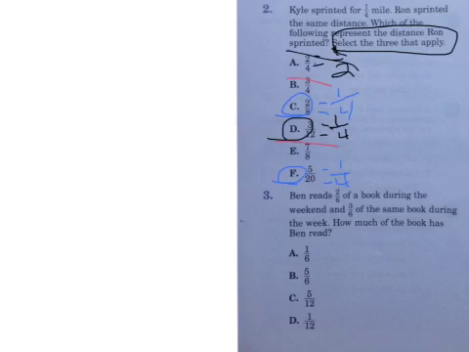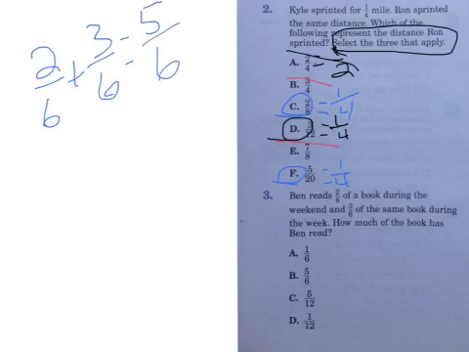Okay, so let's go straight into number 3. So number 3 reads, Ben reads 2/6 of a book during the weekend and 3/6 of the same book during the week. How much of the book has been read? So we can simply write out our problem. We're going to have 2/6 plus 3/6. Our denominators are the same, so we don't have to do anything but just simply add. And so our answer is going to be 5/6. And that is B.